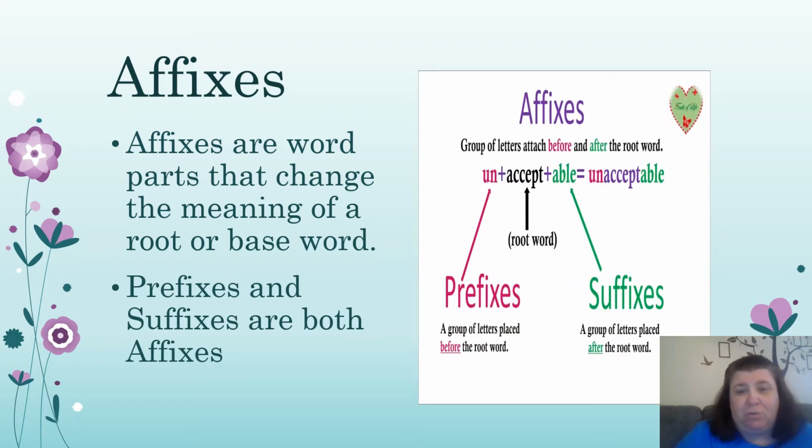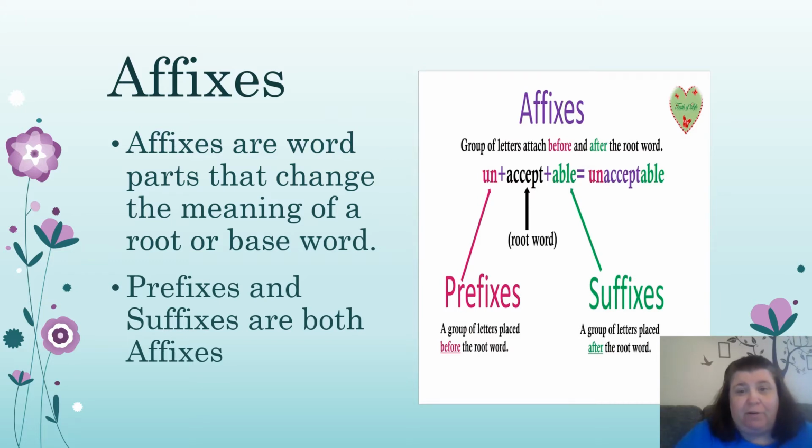If we look at this word, we have the root word over here, accept. And if we add the prefix un and the suffix able, we get unacceptable, which is un, which means not, and able means being able to do something. So they're not able to. It just changes the whole word from accept to unacceptable.